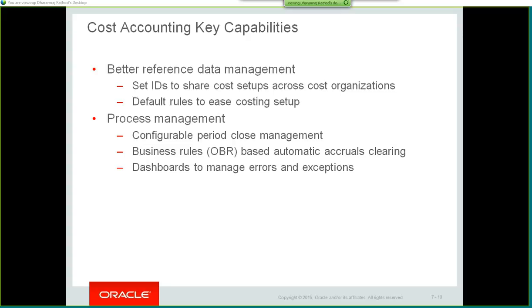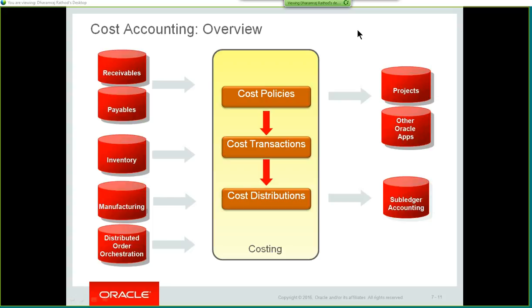And we have got various dashboards which you have seen in various other products as well. And same is the case with cost management. You have a dashboard where you can see errors and exceptions. You can take action on those errors and exceptions. From the integration standpoint, cost management is integrated with various other products. When I say products, they are nothing but the subledger applications.